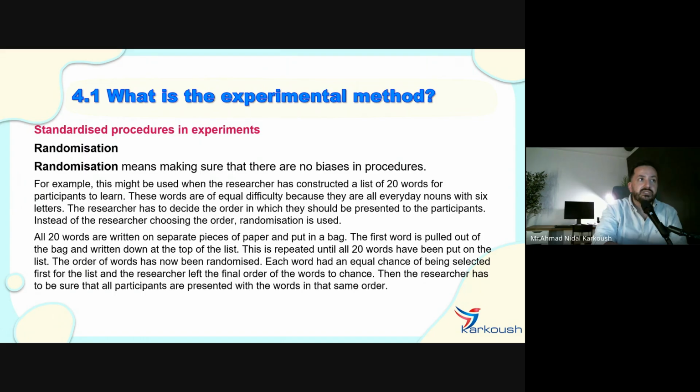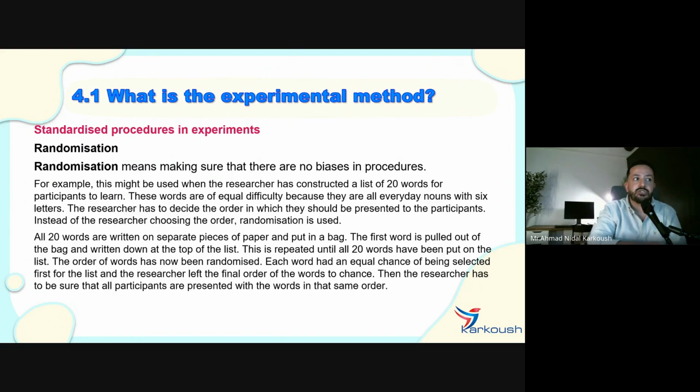All 20 words are written on a separate piece of paper and put in a bag, and the first word is pulled out of the bag and written down at the top of the list. This is repeated until all 20 words have been put on the list. The order of the words has now been randomized. Each word had an equal chance of being selected first for the list, and the researcher left the final order of the words to complete chance so that researcher bias doesn't become an extraneous variable.